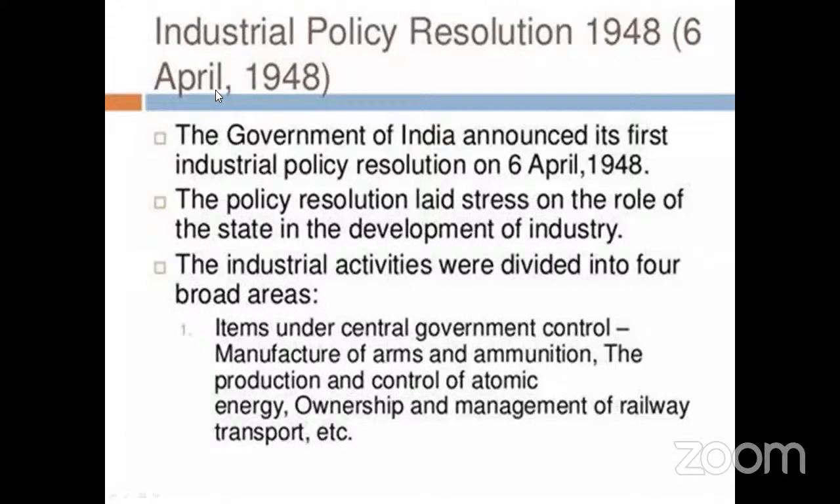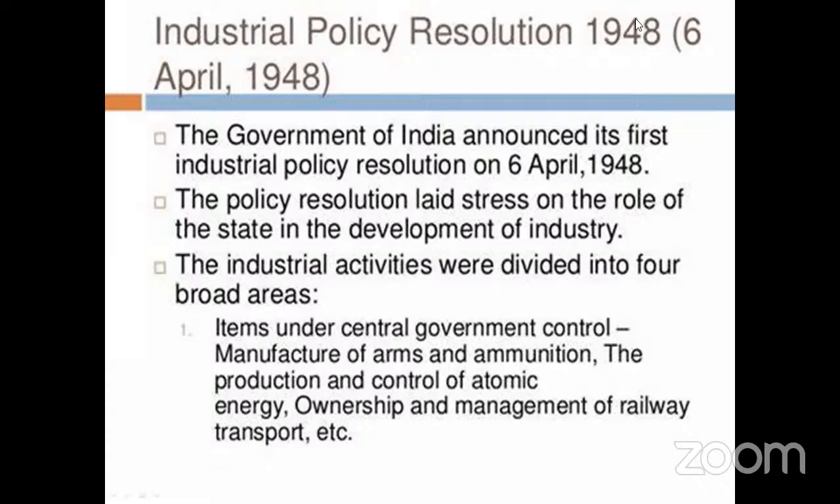Now we'll see the industrial policy resolution of 1948, that is 6th April 1948. Are you getting my point? Yes. Just now we have seen one circle: the industrial policies of 1948, then 1956, then 1973, then 1983 or so, and the last new resolution is 1991. So this is the first resolution policy.